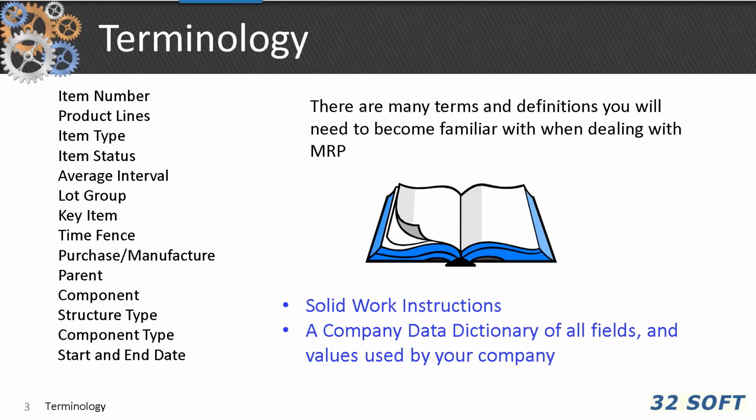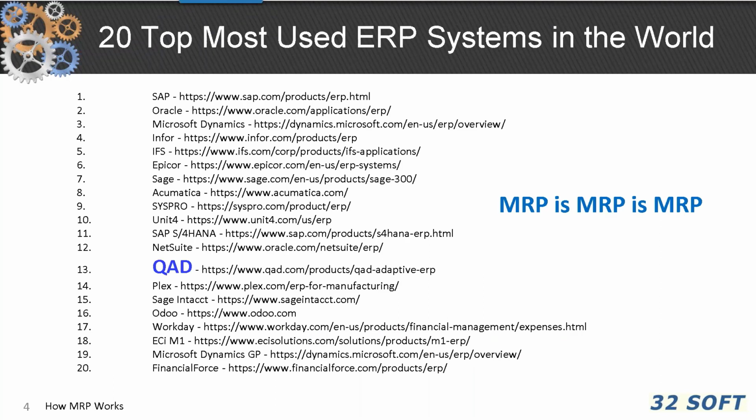But before you start, I suggest you have a good solid set of work instructions and a company data dictionary or wiki. It's always a good idea to have a view of the top 10 or 20 ERP systems in the market. You never know when your company is going to be sold out from underneath you, or you change jobs to a better position. Remember, Ollie White said MRP is MRP is MRP. They all work the same. The knowledge of generic MRP processes is going to give you a good basis to learn and operate any of these top ERP packages.